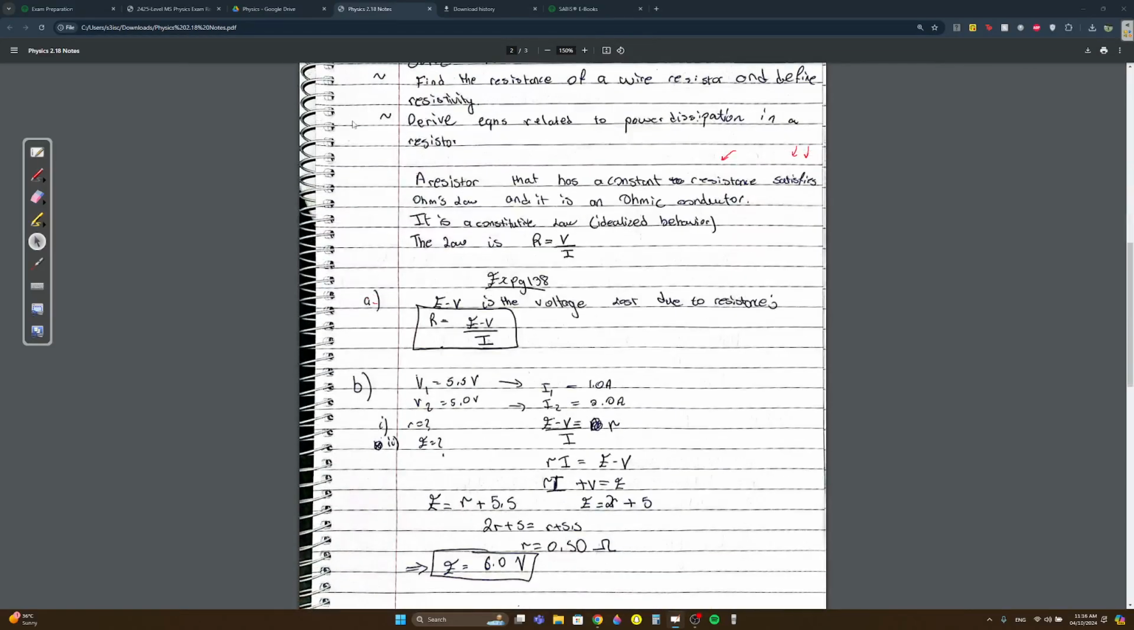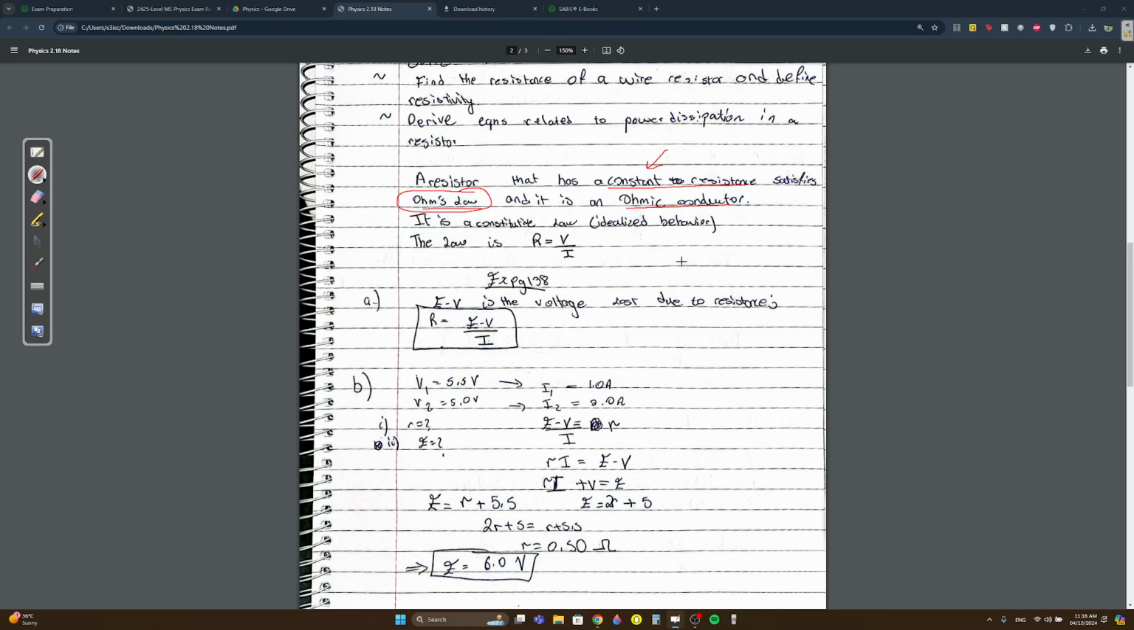What's the definition of a resistor? A resistor that has a constant resistance satisfies Ohm's law. And what do we call it? An ohmic conductor. They will ask you 100%, what is an ohmic conductor? You will say it is a resistor that has a constant resistance and satisfies Ohm's law.